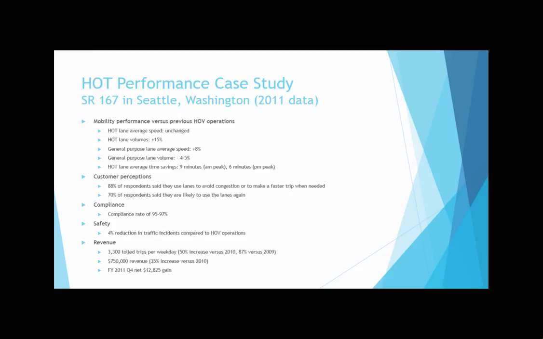The compliance rate was very high at 95 to 97%. In terms of safety, there was a 4% reduction in traffic incidents compared to the previous HOV operations. And as to revenue, there were 3,300 tolls tripped per weekday, which was a 50% annual increase and an 87% increase versus 2 years prior. And there was a revenue of $750,000, which was a 35% annual increase. So in the report I read on this, they considered this a successful implementation that met their goals as measured by the performance measures up on the slide.